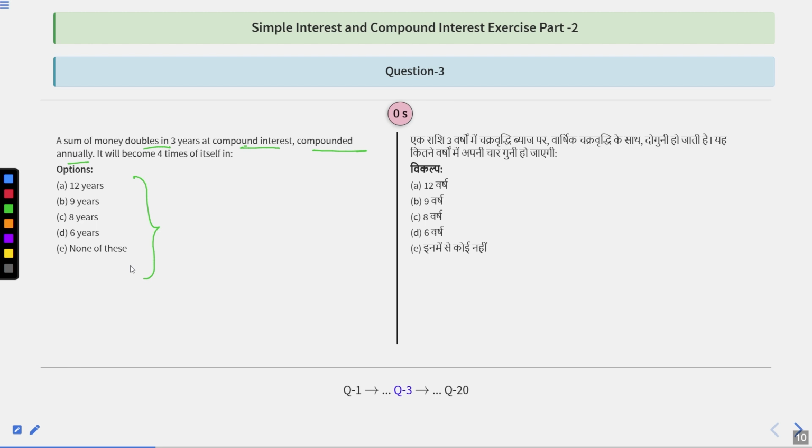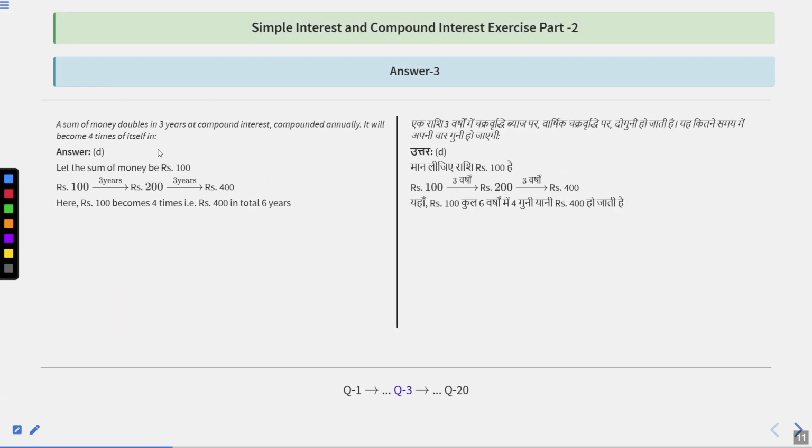Time's up. Let's see the solution. Now, let the sum of money be rupees 100. Clear? So in 3 years it becomes 200. So we can write it: 100 in 3 years becomes 200. So we ask, in how much time it will become 4 times of itself.